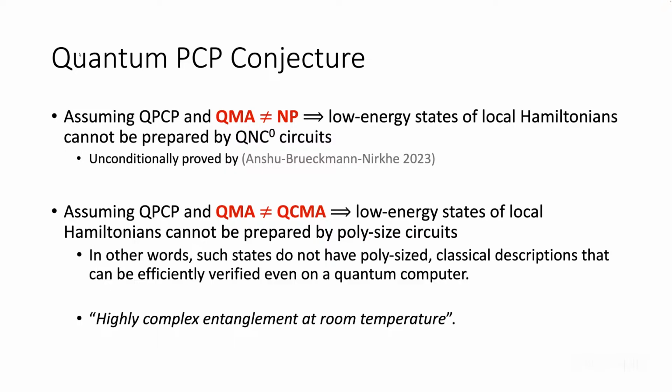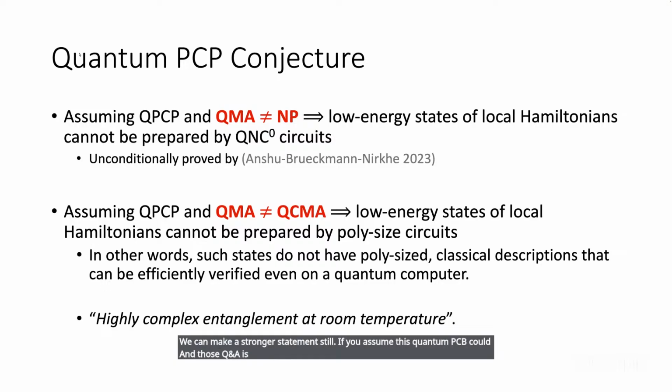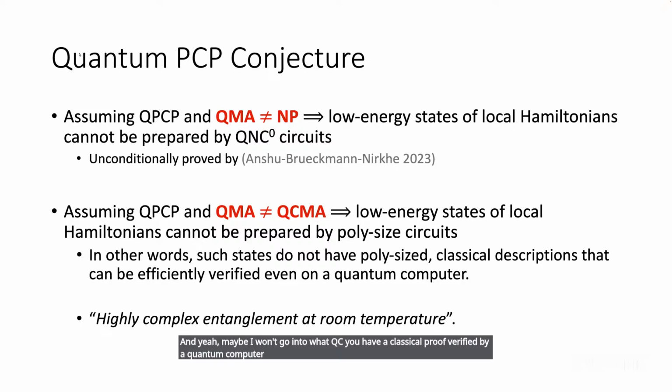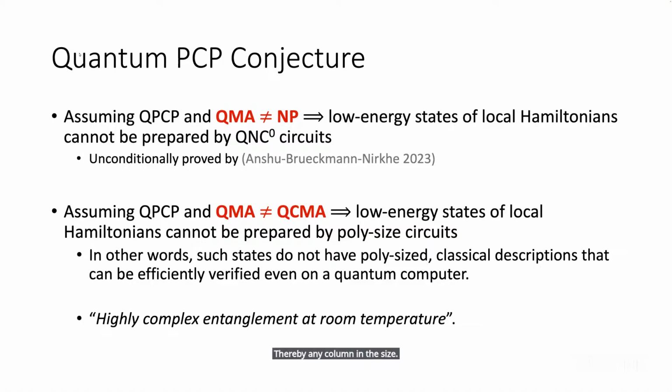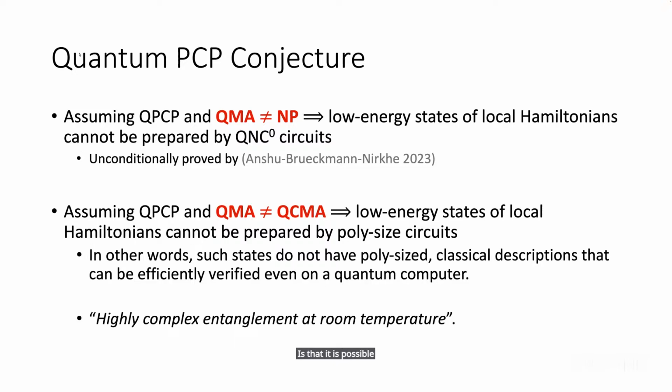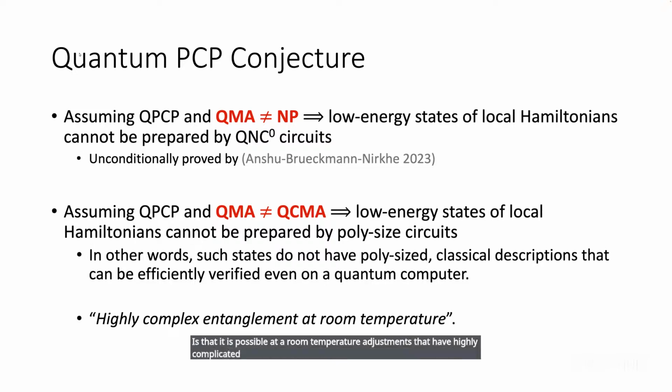We can make a stronger statement still. Say that if you assume this quantum PCP conjecture and something known as QMA is different from QCMA, and maybe I won't go into what QCMA is, but you have a classical proof verified by a quantum computer, then this tells you that not only can you have quantum systems where the low energy states cannot be prepared by constant depth circuits, but they cannot be prepared by any polynomial size circuit. Really the takeaway interpretation of what this means is that it is possible at room temperature to have states that are highly complicated, that cannot be described.